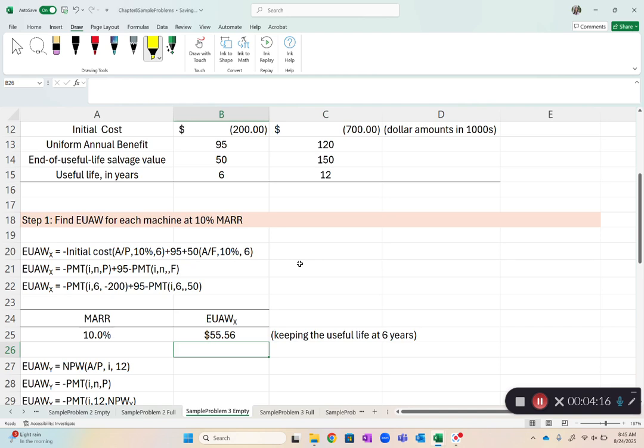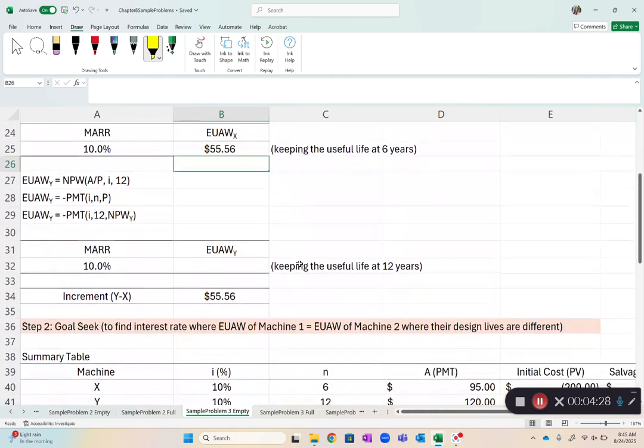One thing to note here is we're looking at worths, not costs. So for an equivalent uniform annual worth, I want the greatest equivalent uniform annual worth, right? Because it's a positive value.